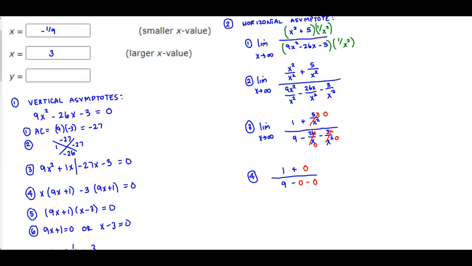So now when we calculate this limit, we get 1 over 9. So therefore, the horizontal asymptote is y equal to 1/9. So therefore, y is equal to 1/9 is the horizontal asymptote.